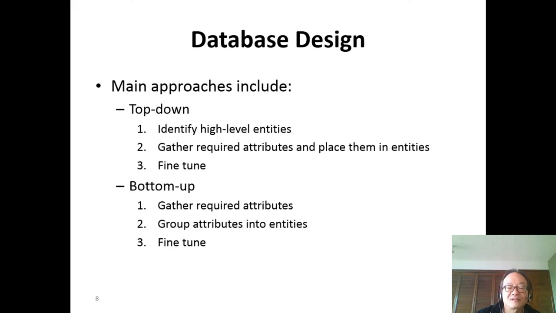The other approach is bottom-up approach. With the bottom-up approach, we will first gather all the required attributes or the pieces of data that we need to track in the database. Once we have identified the required attributes, we will group attributes into entities. Then we will go through the fine-tuning process, and we will also do normalization during the fine-tuning process.